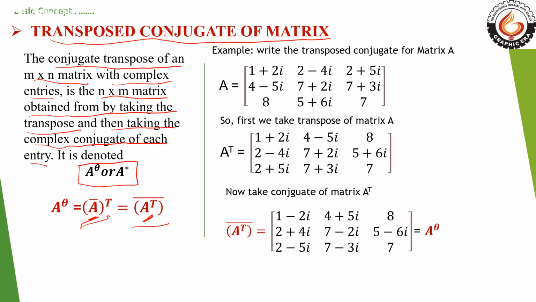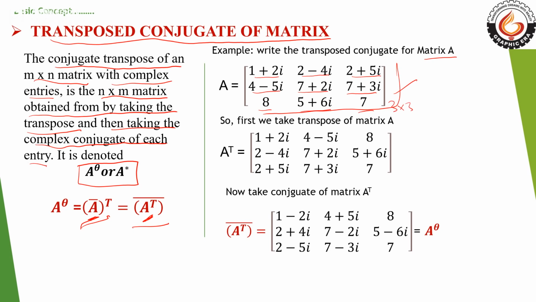So let's take an example. Suppose we have a matrix A and we have to write the transpose conjugate of that matrix A, whose entries are complex numbers, that is 1 plus 2 iota, 2 minus 4 iota, 2 plus 5 iota, 4 minus 5 iota, 7 plus 2 iota, 7 plus 3 iota, 8, 5 plus 6 iota and 7. So this is of order 3 cross 3.